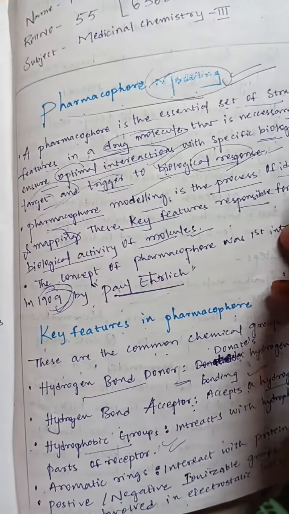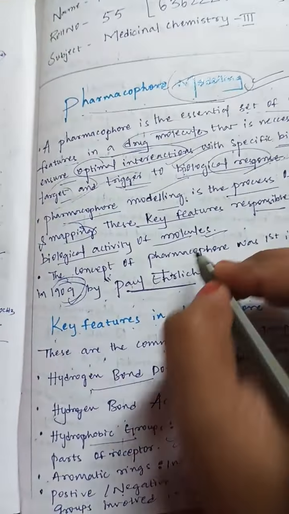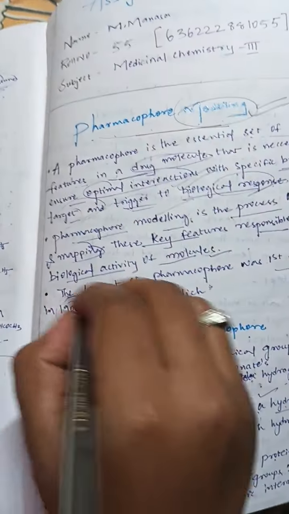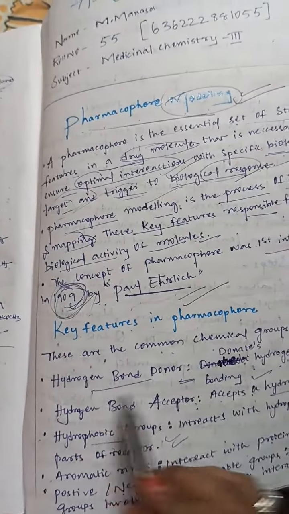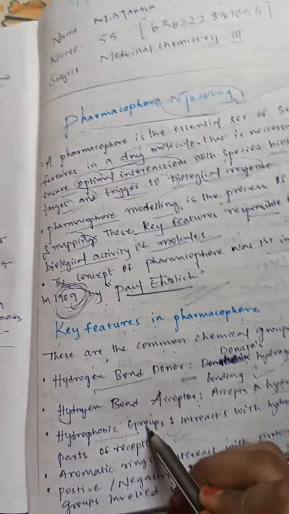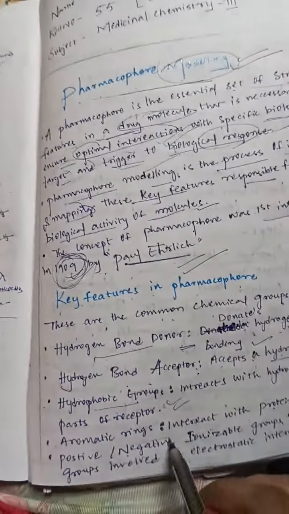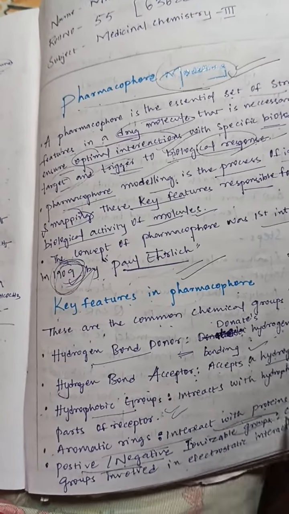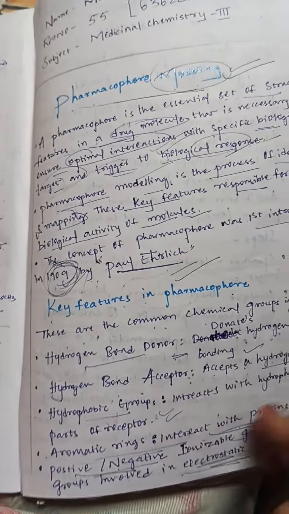Pharmacophore modeling is a process of identifying and mapping key features responsible for the biological activity of molecules. The concept of the pharmacophore was first introduced in 1909 by Paul Ehrlich. The key features are hydrogen bond donors and acceptors, hydrophobic or lipophilic groups, aromatic rings that interact with proteins, and positive or negative ionizable, charged groups involved in electrostatic interactions.